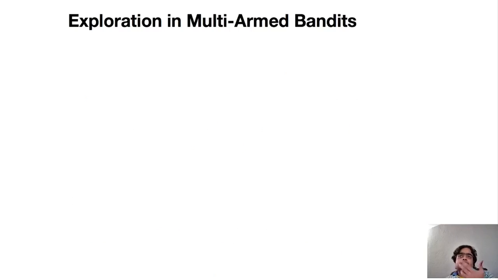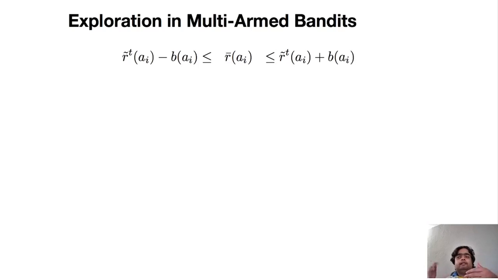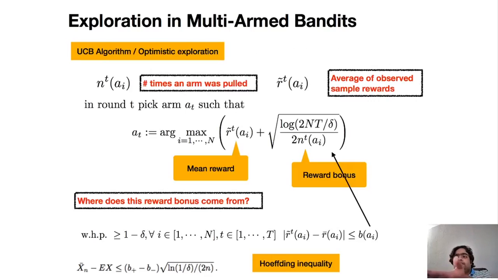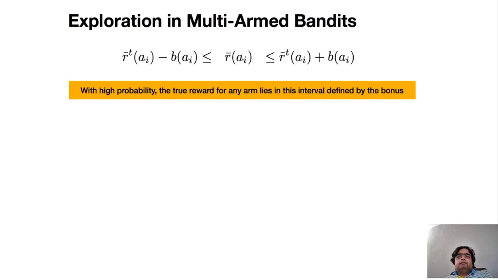Okay, so why is this connection to Hoeffding's inequality actually useful? First of all, let's rewrite this connection without the absolute values. So R bar of a_i is upper bounded by R tilde of a_i at any time t plus the bonus you give at that time. And similarly, it's lower bounded by the mean reward minus the bonus you give at that time. This is a direct consequence of the absolute value bounding from Hoeffding's inequality. And what we can say is that with high probability the true reward for any arm lies in this interval which is defined by the bonus.